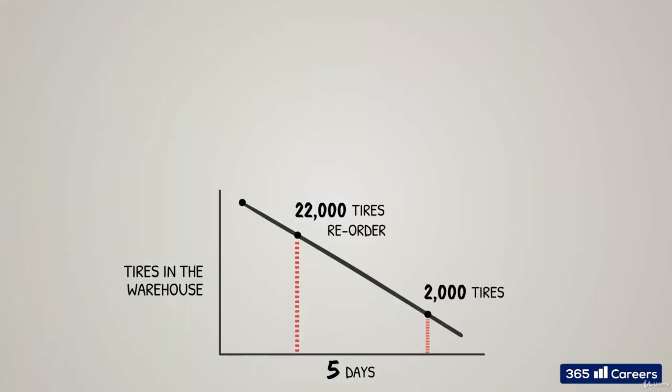So, when the company reaches 22,000 tires in its warehouse, it will place a new order. And then it will have to wait for the new tires to come in. And until they do, the number of tires in its warehouse will decrease each day. And upon arrival of the new shipment, there will be exactly 2,000 tires in the warehouse. Makes sense, doesn't it? The safety stock is the minimum number of tires, of inventory, we'll ever have in our warehouse, if everything goes well.